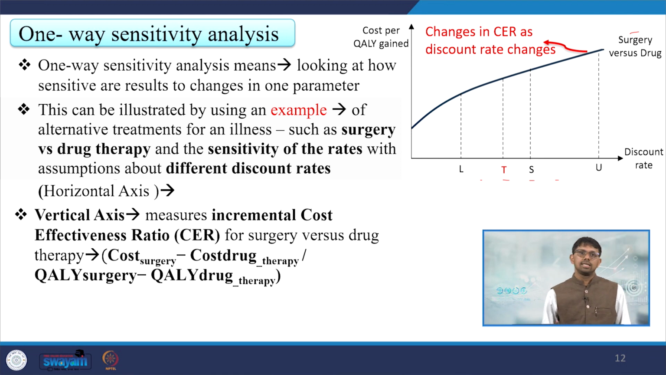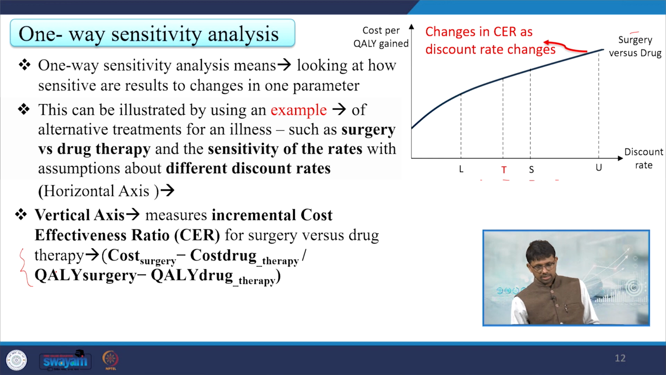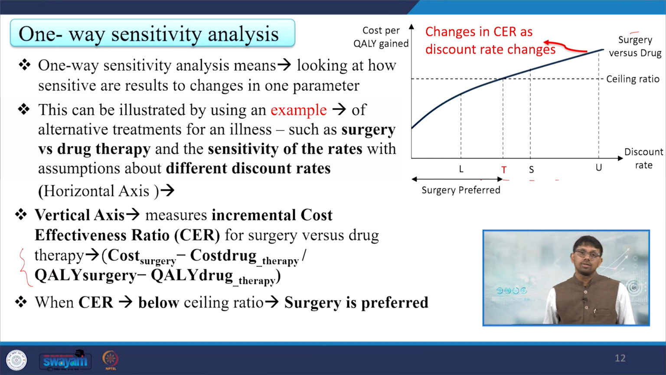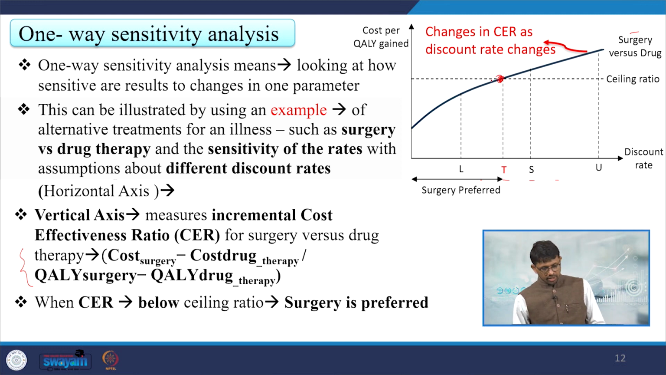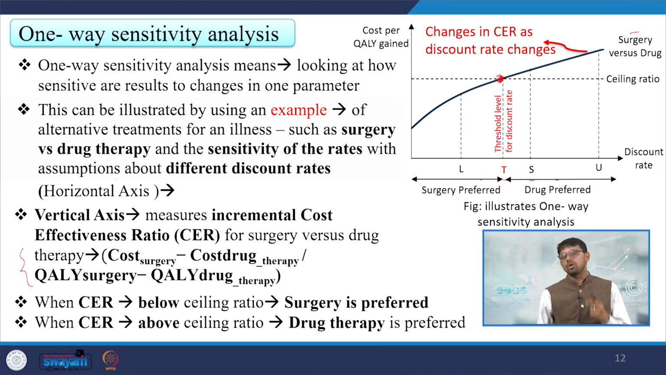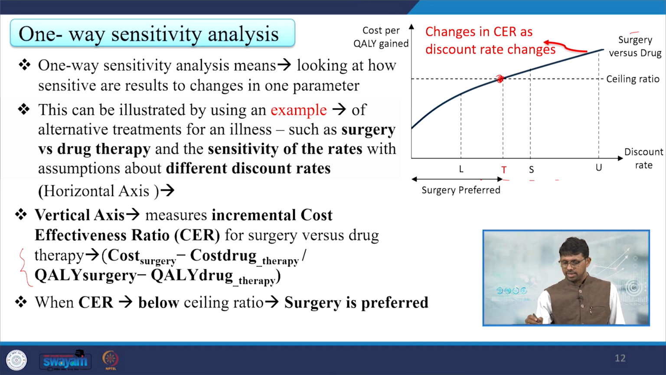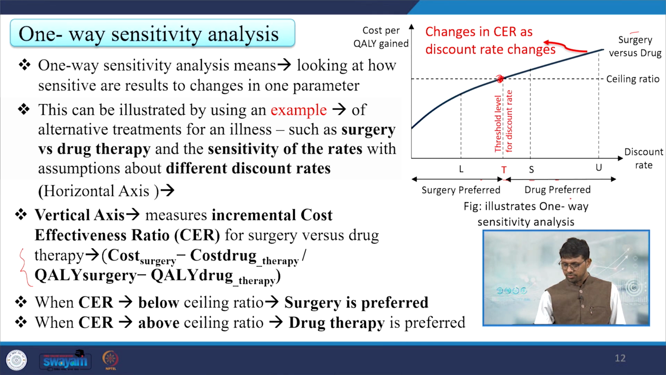So, what is this? Basically it is all about the cost of the surgery minus the cost of drug therapy, divided by the quality of the surgery minus the quality of drug therapy. We have already explained the ICER in our earlier lectures. You can follow that, and when ICER is below the ceiling ratio, the surgery is actually preferred. You can just see, once this is below the ceiling ratio, the surgery is preferred. Once it is above this, then the drug therapy is preferred. We have highlighted that from this onwards, it is drug therapy. And this explains one-way sensitivity analysis.